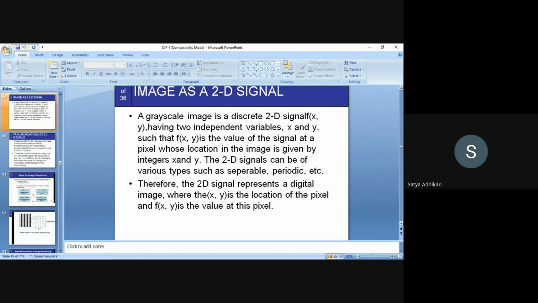A grayscale image is a discrete 2D signal. x y has two independent variables and f of x y, as we have already discussed, whose location in the image is given by integers x and y. The 2D signal can be of various types, such as separable, periodic. Therefore, the 2D signal represents a digital image where x y is the location and f of x y is the value of the picture. We already discussed.